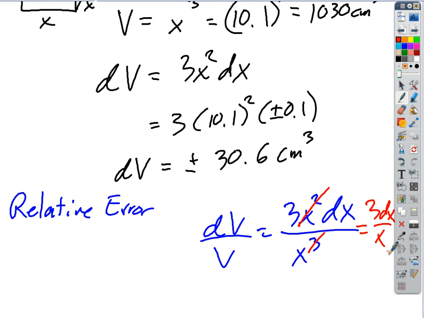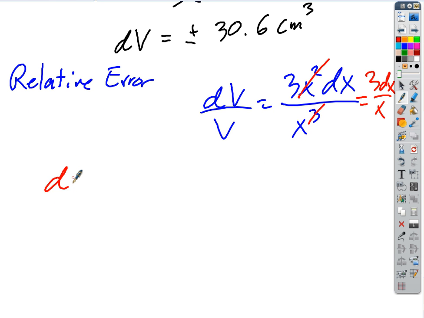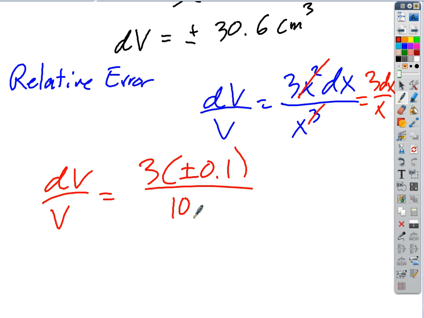So if I want to calculate a relative error, then dV over V is just 3 times plus or minus 0.1 over 10.1. Now, notice the units would go away here. If I kept the units, I would have had centimeters and centimeters, and they would have canceled. This is unitless, which is beautiful. That's what we like in physics, a unitless quantity, because it's scalable. Now, if I multiply this, 3 times 0.1 divided by 10.1 is what? 0.0297.